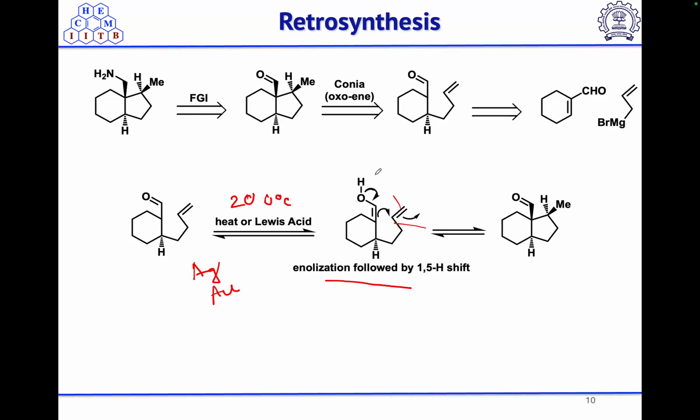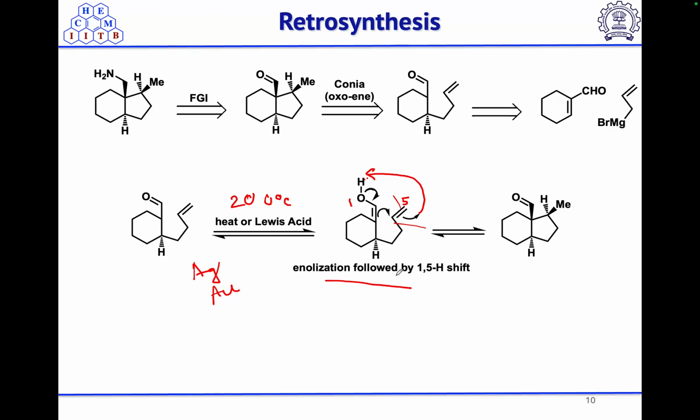So basically this hydrogen is coming to this carbon. If you count, this is 1, 2, 3, 4, 5. So this arrow is taking this hydrogen; this is carbon number one and this is carbon number five. That is why it is called a 1,5 hydrogen shift.